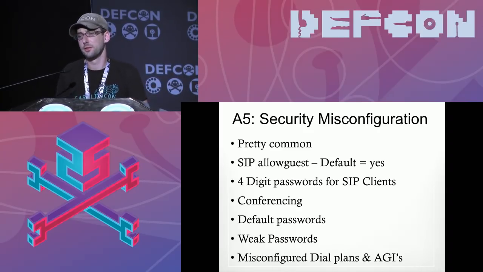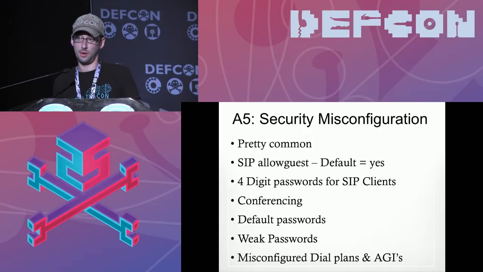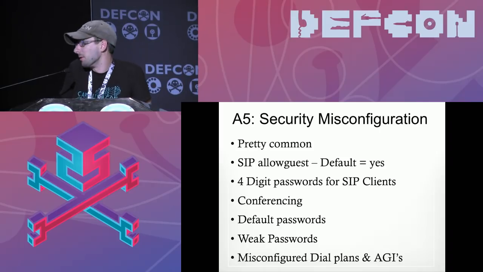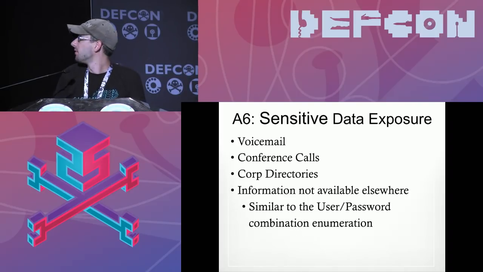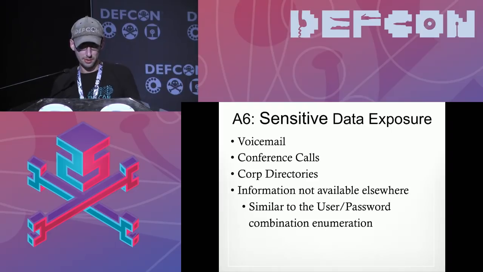Now, conferencing misconfigurations, maybe you allow somebody to dial into the conference and then dial out. Default passwords, weak passwords, I consider those misconfigurations. And then misconfigured dial plans and AGIs are probably the most common misconfiguration. AGI is like the CGI of an Asterisk system. So there is that. Sensitive data exposure. Depends who you talk to, but voicemail and conferencing, pretty sensitive information may get talked about on those. Corporate directories, if you're dialing in, maybe there's some information in there that shouldn't be. We've seen it before.